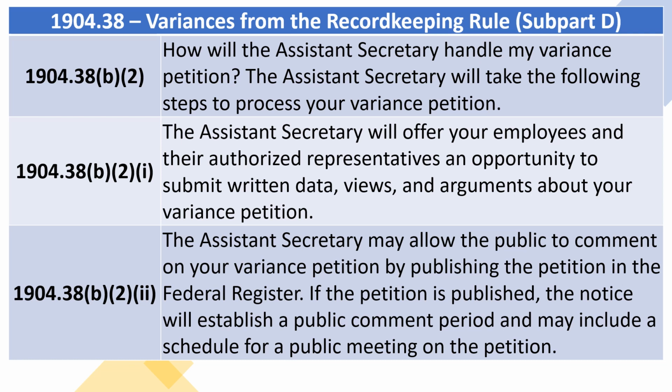1904.38(b)(2): How will the Assistant Secretary handle my variance petition? The Assistant Secretary will take the following steps to process your variance petition. 1904.38(b)(2)(i) through (b)(2)(iv): The Assistant Secretary will offer your employees and their authorized representatives an opportunity to submit written data, views, and arguments about your variance petition. The Assistant Secretary may allow the public to comment on your variance petition by publishing the petition in the Federal Register. If the petition is published, the notice will establish a public comment period and may include a schedule for a public meeting on the petition.